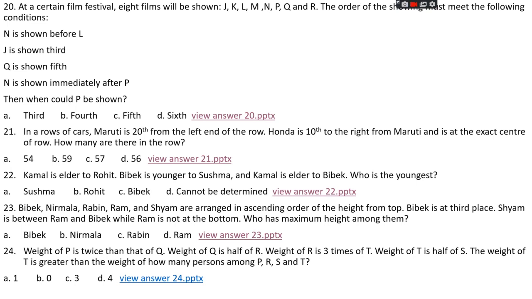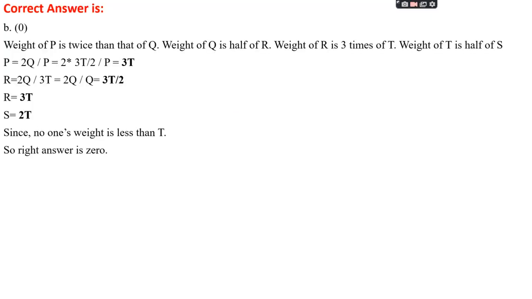Question number 24. Weight of P is twice that of Q. Weight of Q is half of R. Weight of R is 3 times of T. Weight of T is half of S. The weight of T is greater than the weight of how many persons among P, R, S, T? Option A, 1. Option B, 0. Option C, 3. Or option D, 4. The right answer is option B, that is 0.